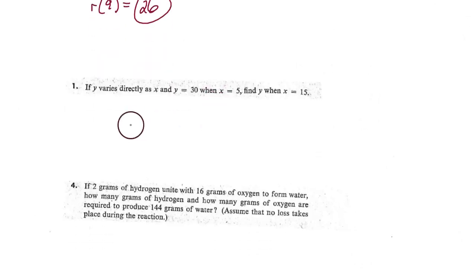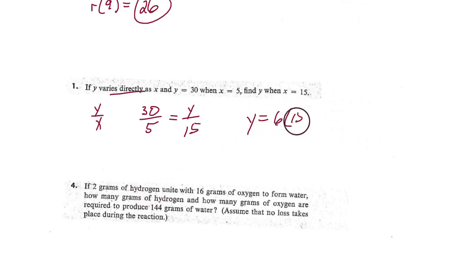Next one, we're told that y varies directly as x, and we're given some values. So if y varies directly with x, let's compare y to x using ratios. y is 30 when x is 5. What's y when x is 15? I can see that y is 6 times bigger than x, so y is equal to 6 times 15, which is 90.